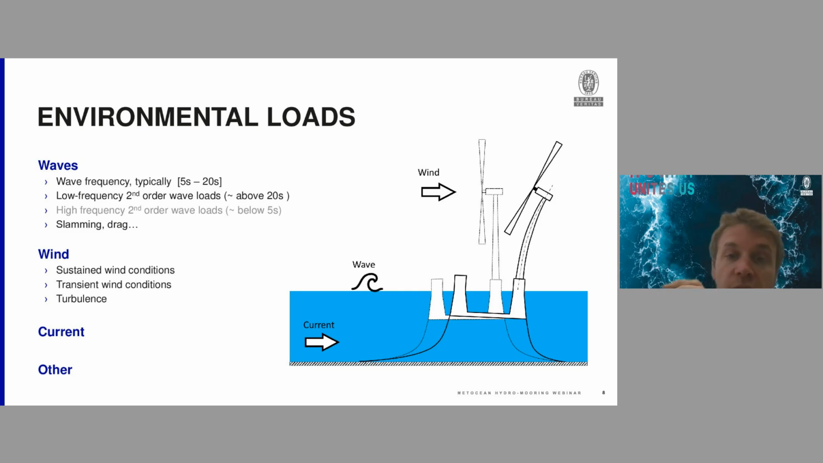The wind will also be relevant to the design of floating structures. You have sustained wind conditions that will cause some constant force on the structure, but there are also transient wind conditions and turbulence, which can induce some dynamic effect. And finally, there are the currents that will induce loads on the hull and on the mooring lines.